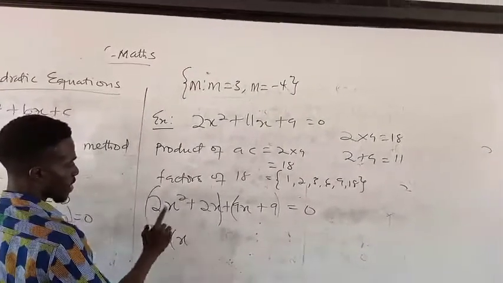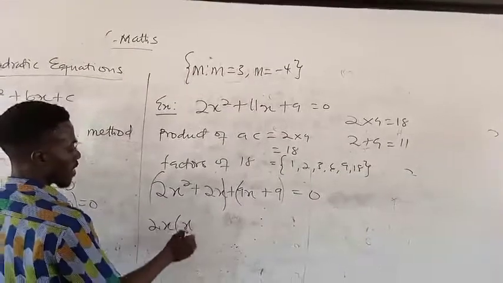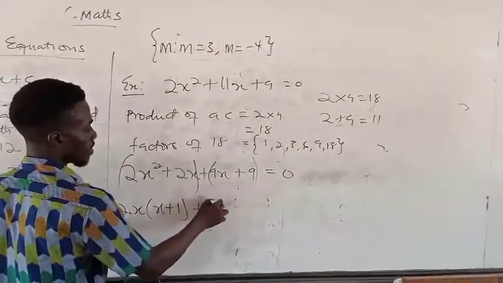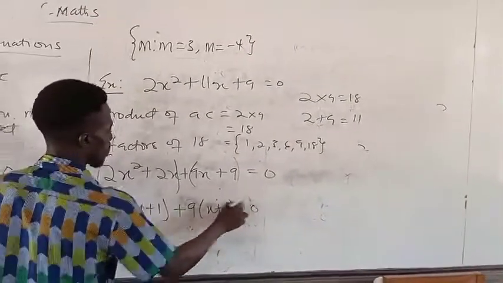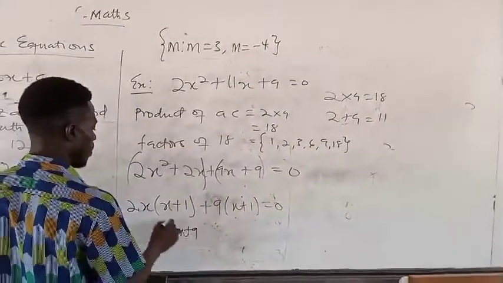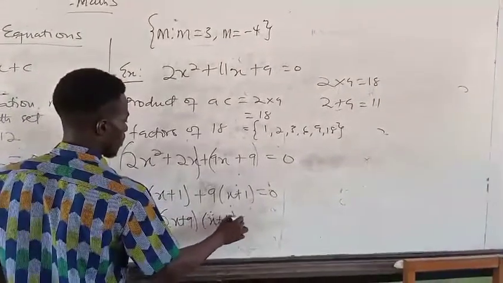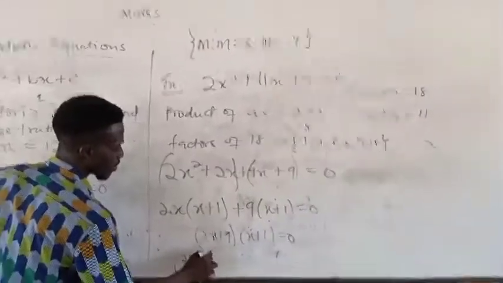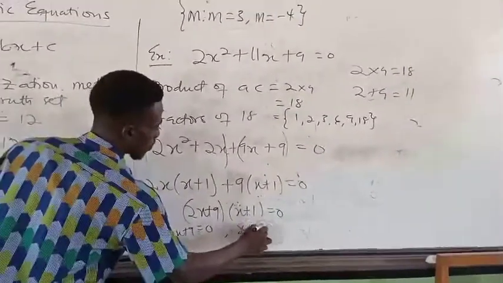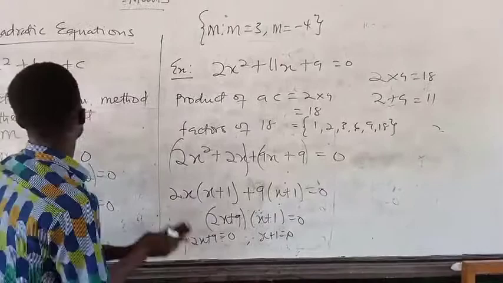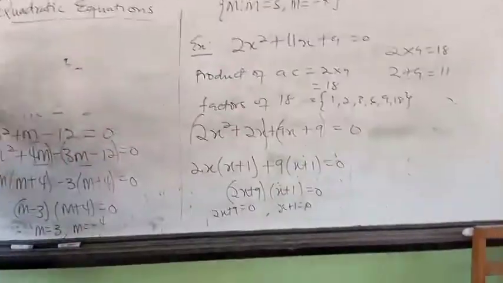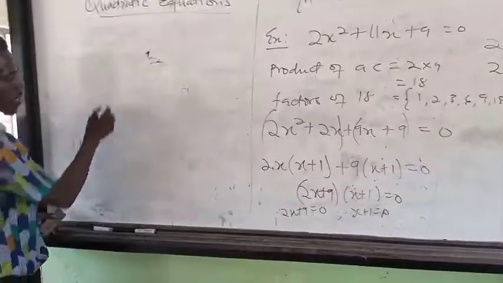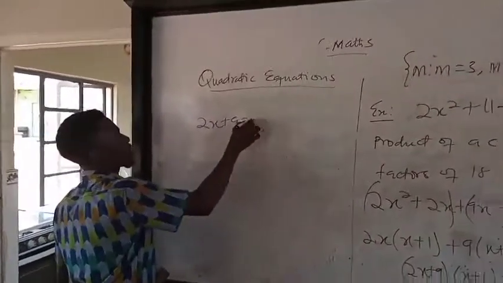If we left it x here, because this is x squared, if we left it 1x plus 1. The common factor here is 9. X plus 1 equals 0. So you have 2x plus 9, x plus 1 equals 0. Now you equate this: 2x plus 9 is equal to 0. X plus 1 is equal to 0. And all what you are doing, you are still under the factorization method.